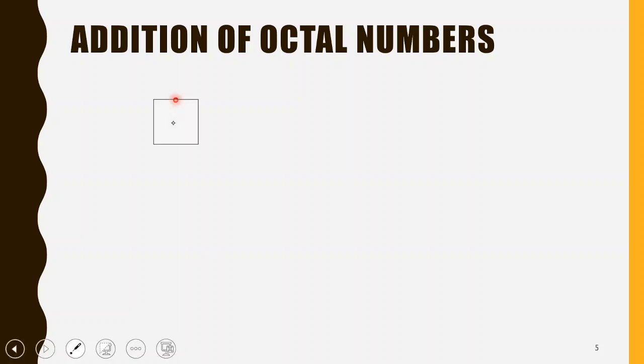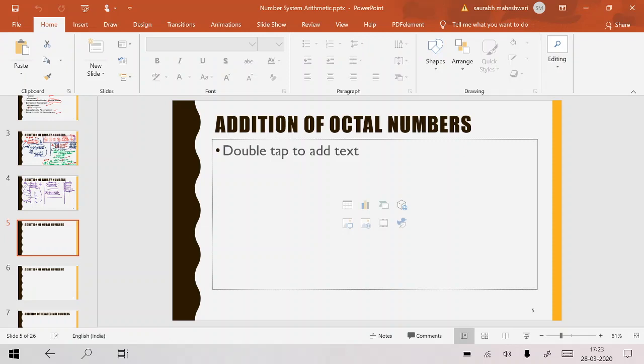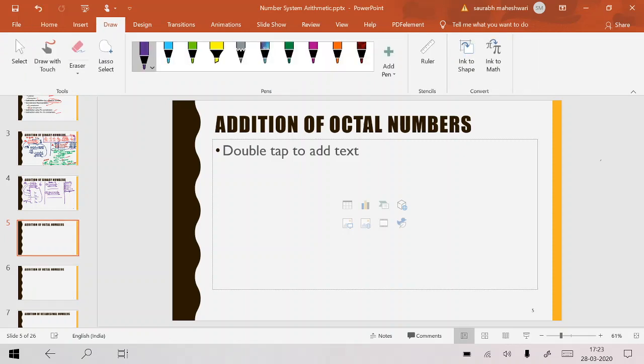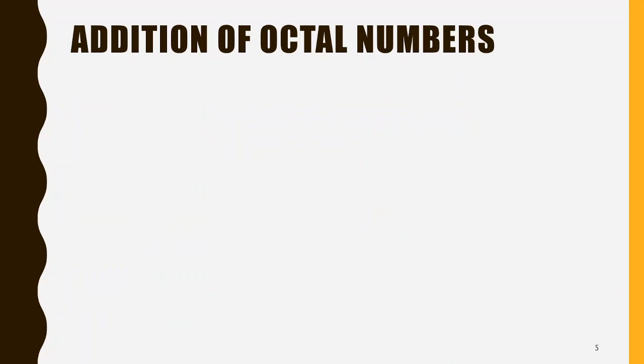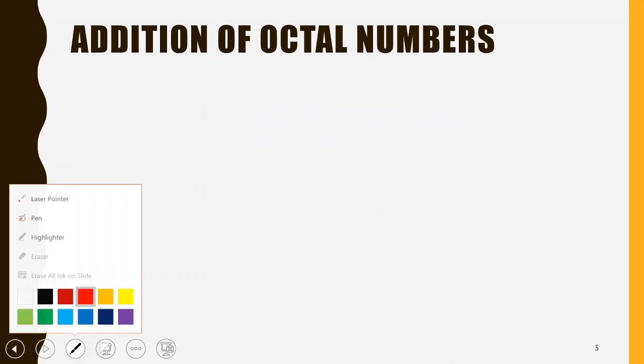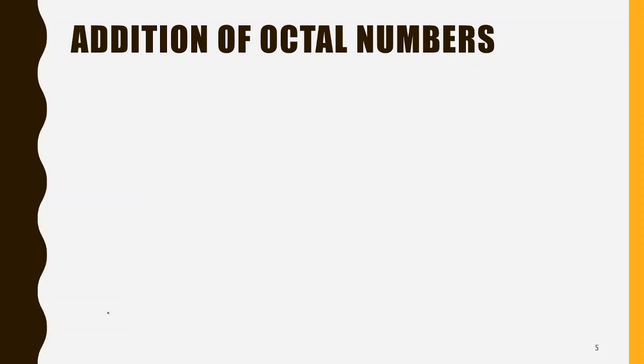So octal numbers, all of you just remember that. In this session, we will complete octal numbers. We will do addition of octal numbers, and you all know the symbols are 0 to 7, that is 8 symbols are there.